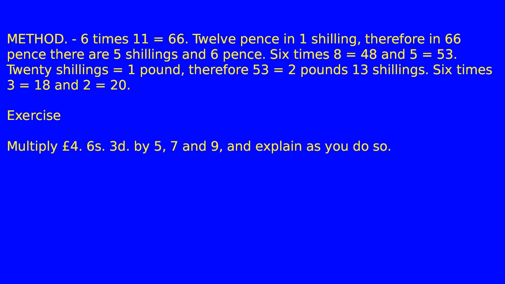Method. 6 times 11 equals 66. There are 12 pence in 1 shilling, therefore in 66 pence there are 5 shillings and 6 pence. 6 times 8 equals 48 and 5 equals 53. 20 shillings equals 1 pound. Therefore 53 equals 2 pounds 13 shillings. 6 times 3 equals 18 and 2 equals 20. Exercise. Multiply 4 pounds, 6 shillings, 3 pence by 5, 7 and 9, and explain as you do so.